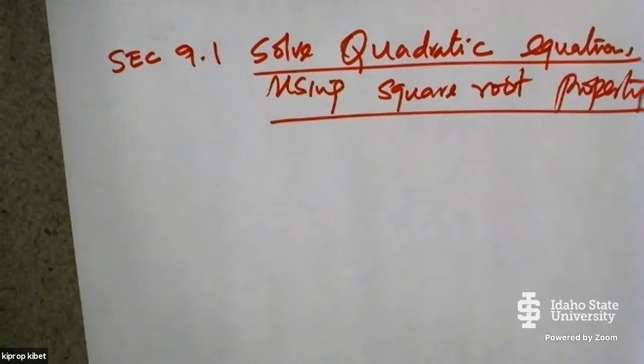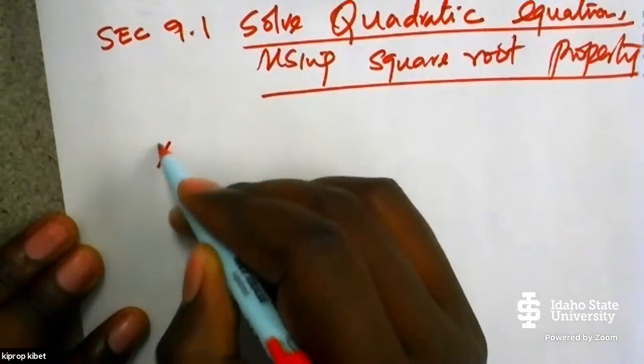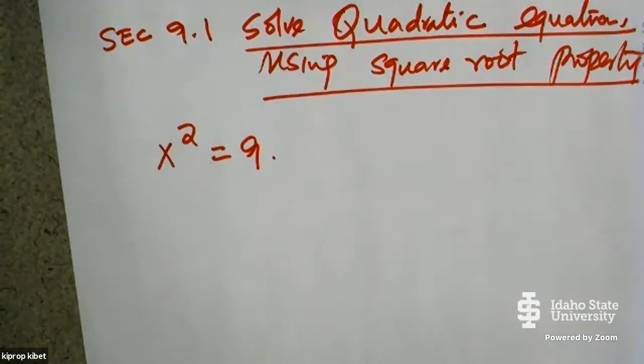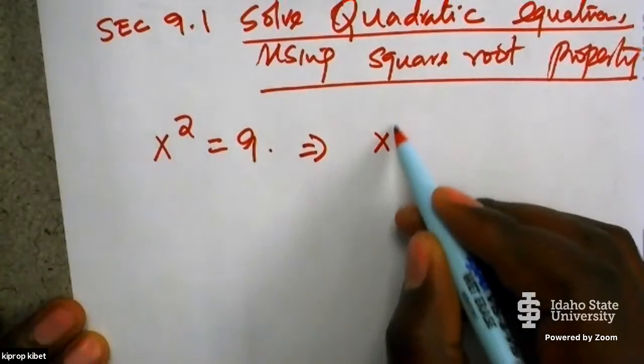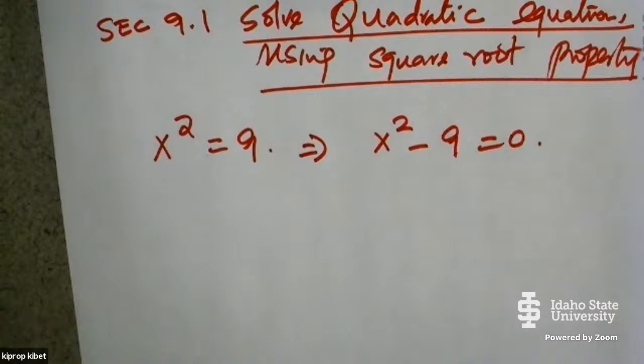Now, if we are given x squared equals 9, and then we are told to solve this, what is the value of x? 3, right? Yeah. So this is similar to x squared minus 9 equals 0, right?